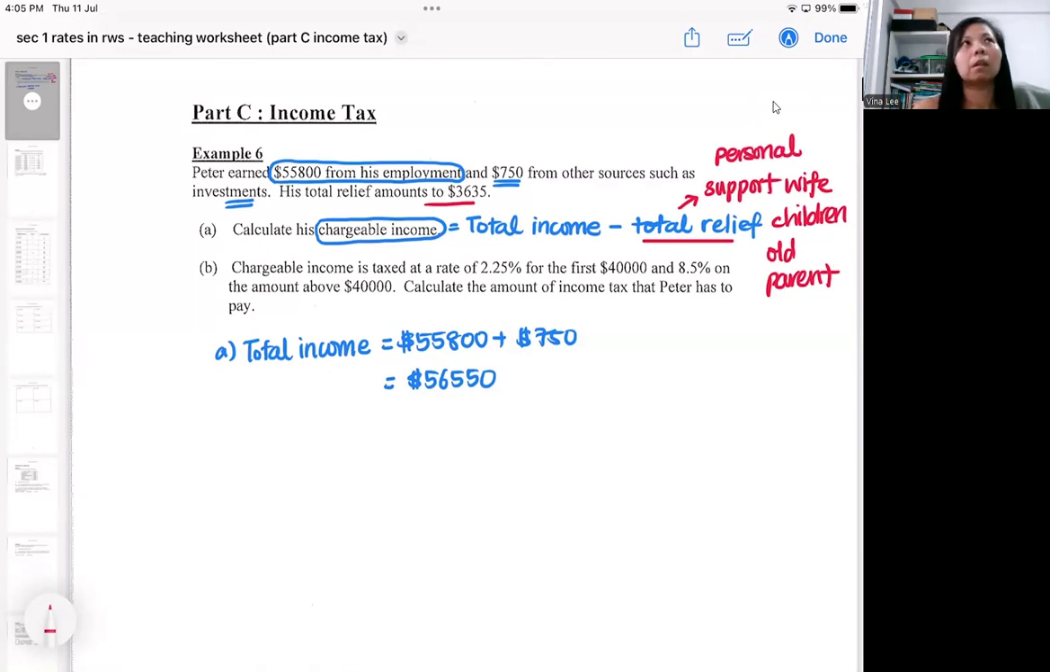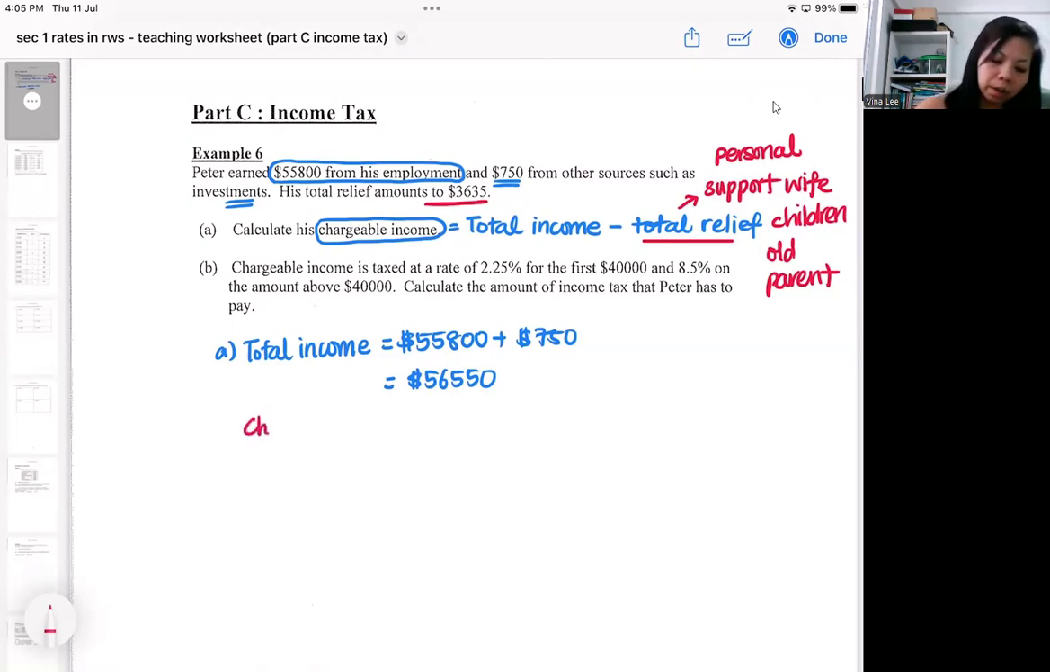So maybe in a real example, they will tell you, okay, personal relief is $1,000. To support a wife is another 1,000. To support one child will be 500. So they actually list out how much each relief is worth. So for this person, his total relief goes up to 3,635. That means the government will actually give him a discount.